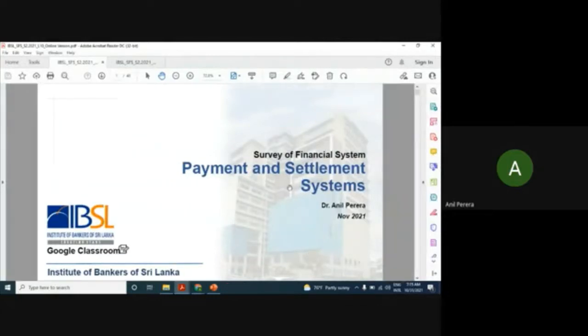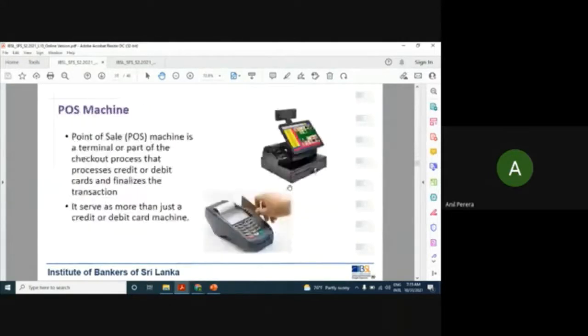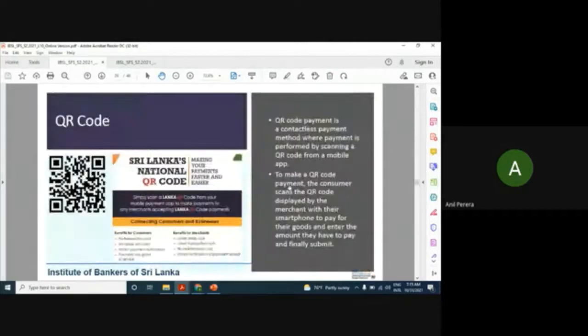Right now in our slides I have explained Lanka QR. What is this QR code or QR based payment? It's a contactless payment method where payment is performed by scanning a QR code from a mobile app. This QR code is generated as a computer code. So what happens to make a QR code payment? The customer would scan the QR code displayed at the merchant's desk or wherever with their smartphone to pay for the goods, and they enter the amount that they need to pay and submit it finally. As a result, instantaneously that will be debited from your account and credited to the merchant's or vendor's account.